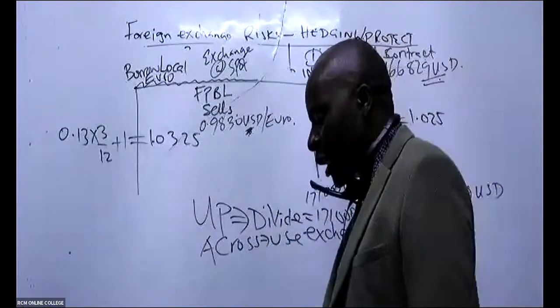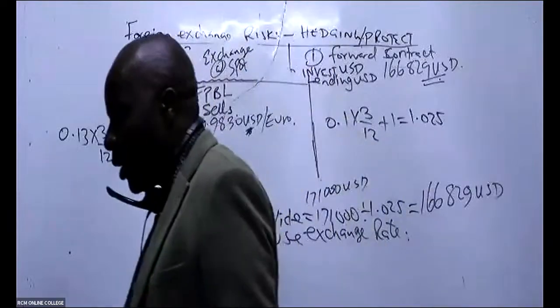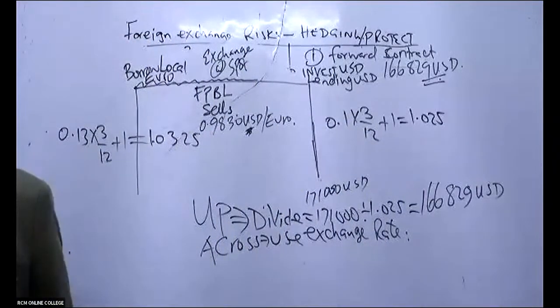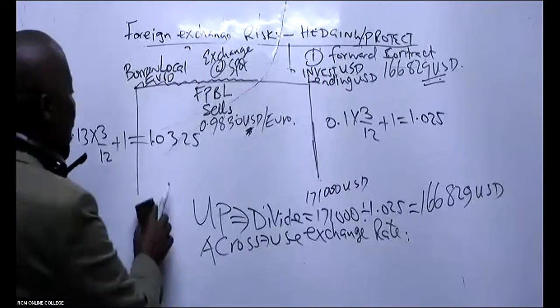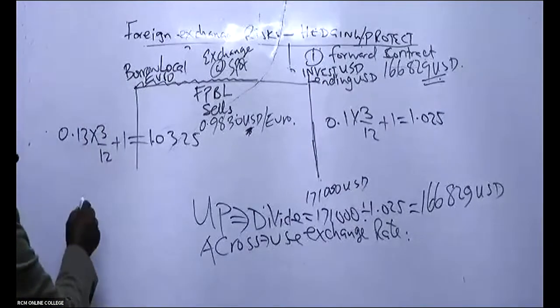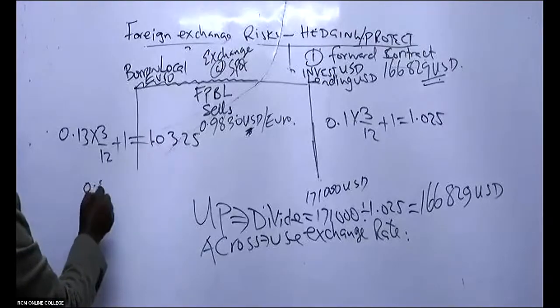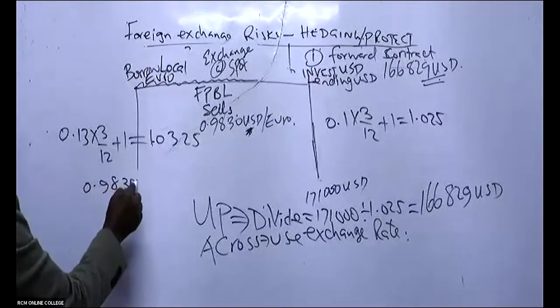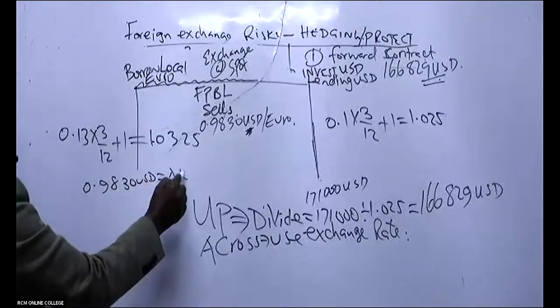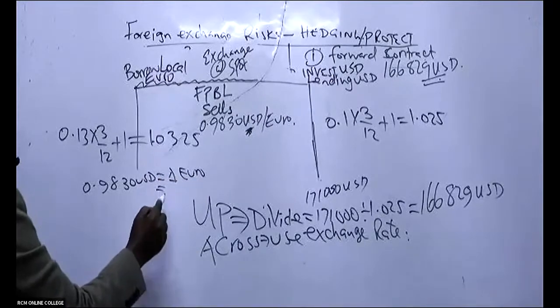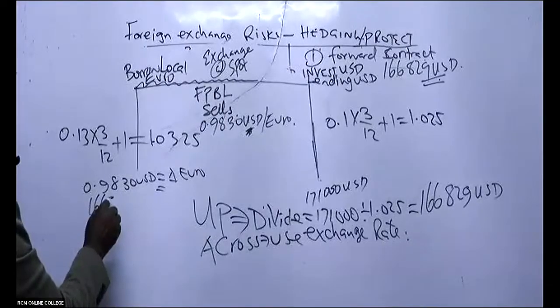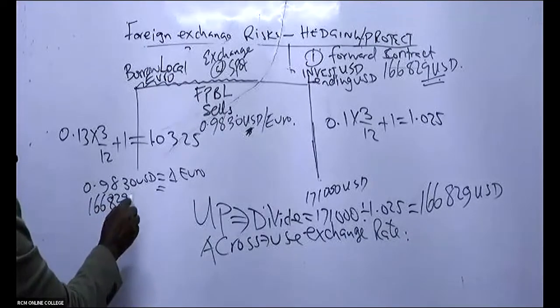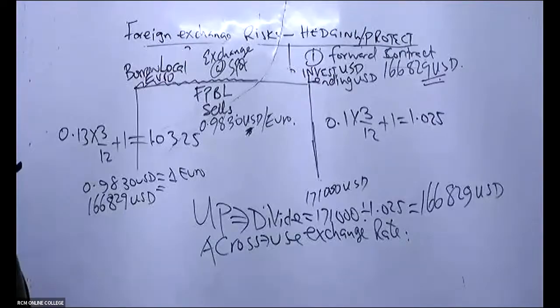And if you don't like that explanation, then what you need to do, my good students, is come and do this one, the Kamare way. The old way: you say the exchange rate is here. You say 0.9830 US dollar equals 1 euro. How about that 166,829 USD? How about this?